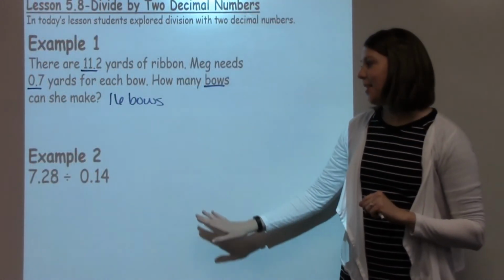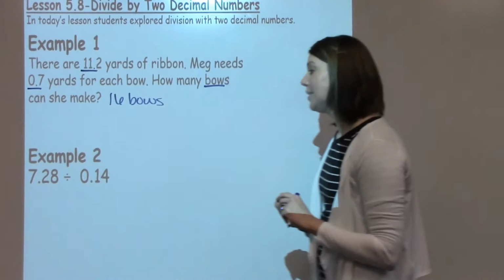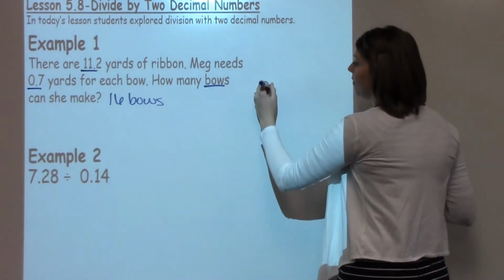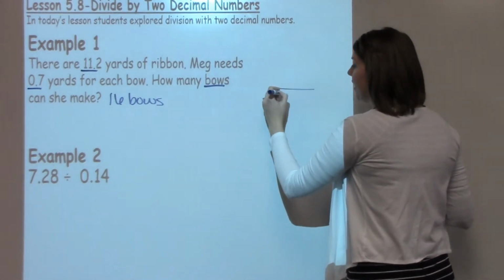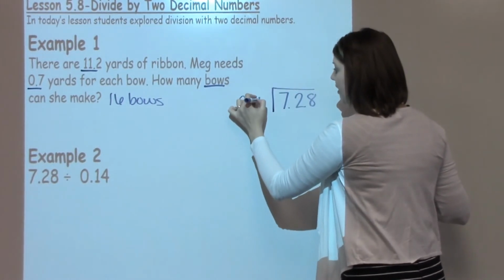Alright, let's look at example number 2. We're going to take 7 28/100 divided by 14/100. Writing this problem down, I have my dividend, which is 7 28/100, divided by my 14/100.